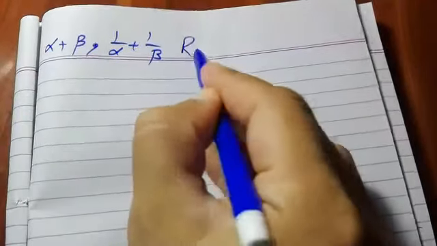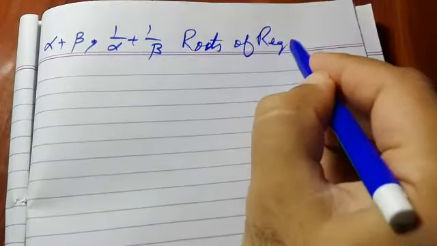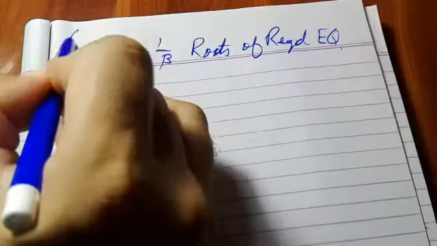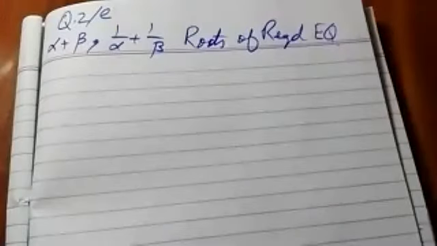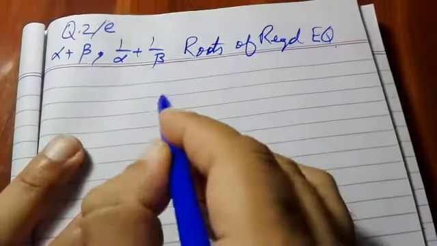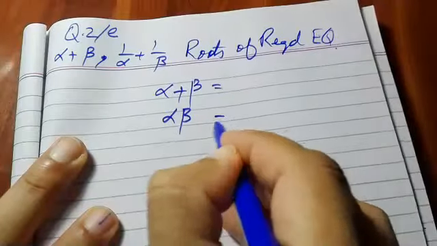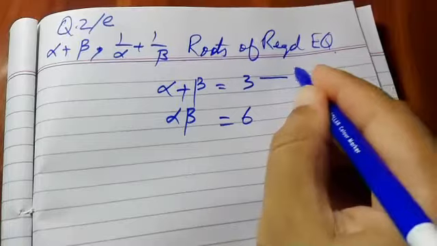So right here, these are the roots of the required equation. And we are solving, this is question number 2, it's part number E. Fine, and we have already calculated alpha plus beta and alpha beta. So alpha plus beta was 3 and alpha beta is equal to 6 as usual.